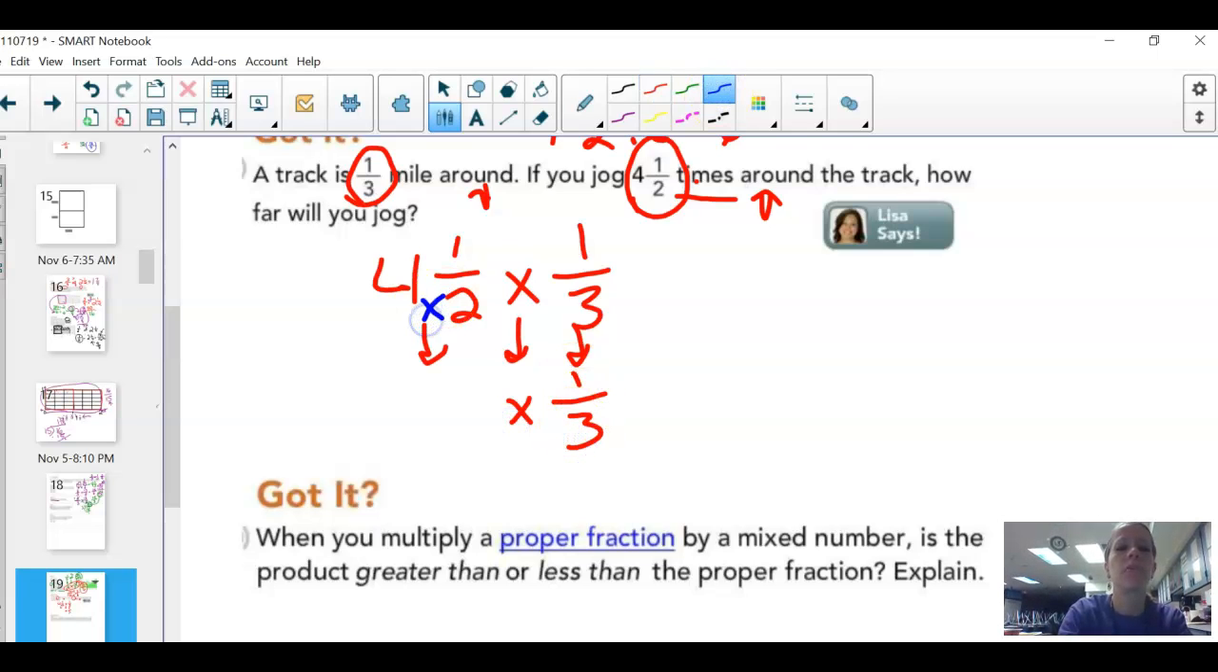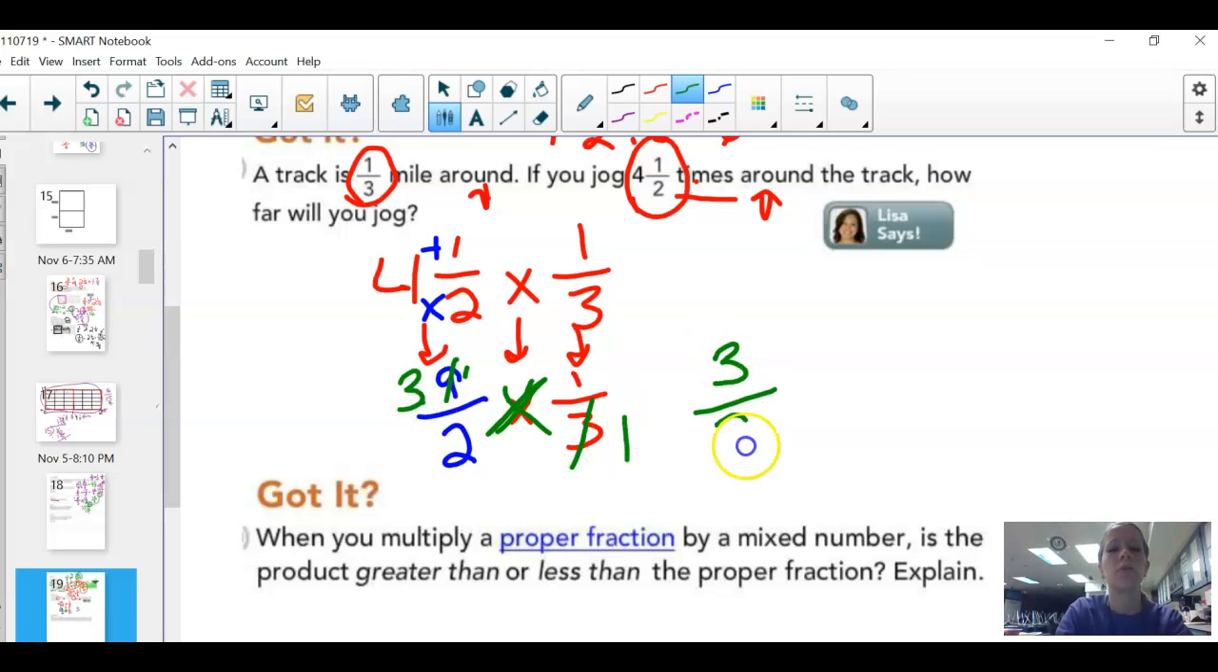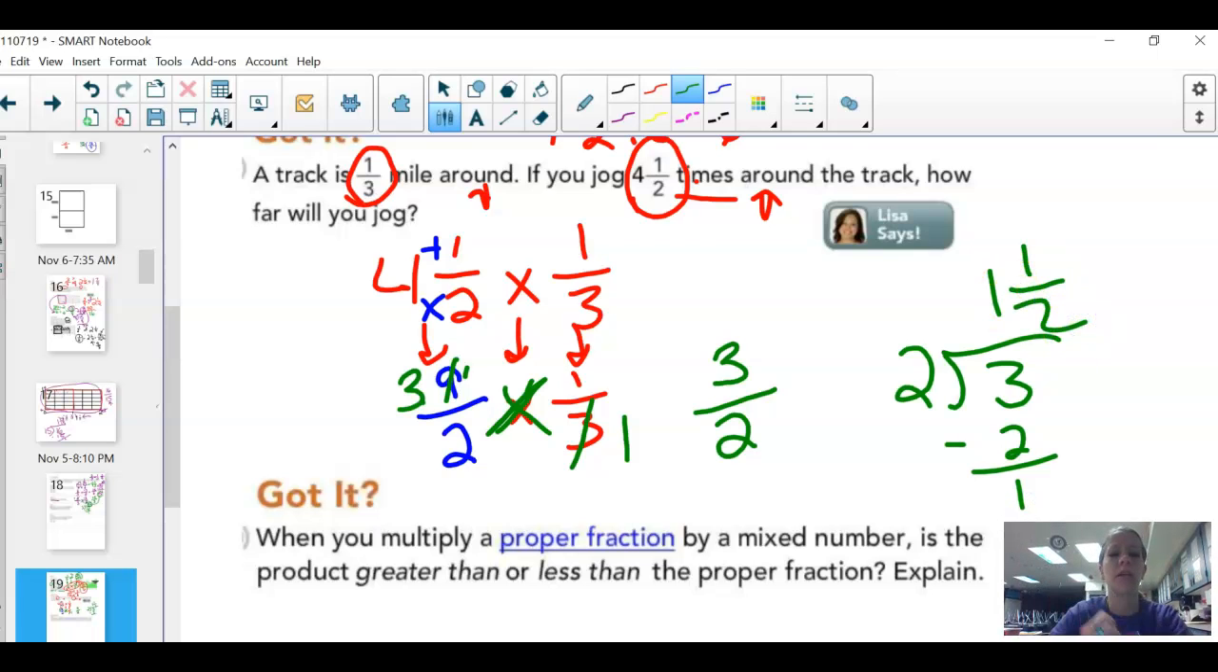4 times 2 is 8 plus 1 is 9. My denominator stays the same. I'm going to look. Can I cross reduce? 2 and 1? Nope. 9 and 3? Yes, I can. I can divide by 3. 9 divided by 3 is 3. 3 divided by 3 is 1. 3 times 1 is 3. 2 times 1 is 2. Now, I go like this. So notice how it all comes back to what we talked about.